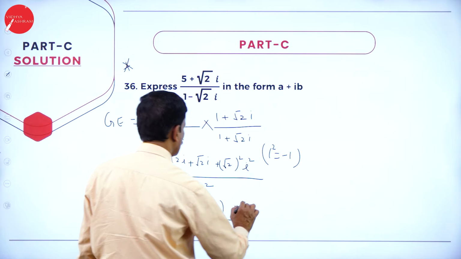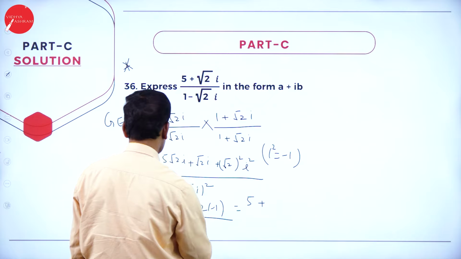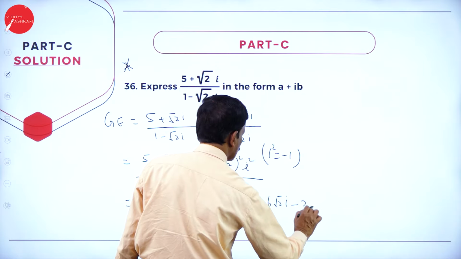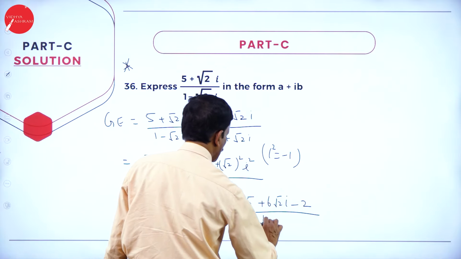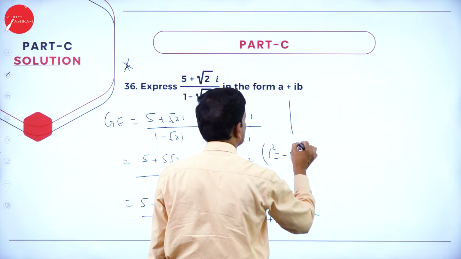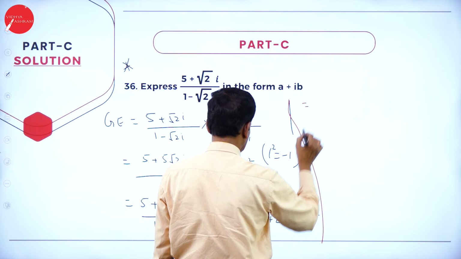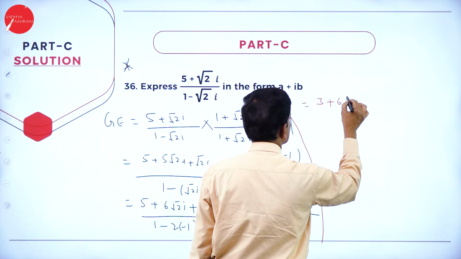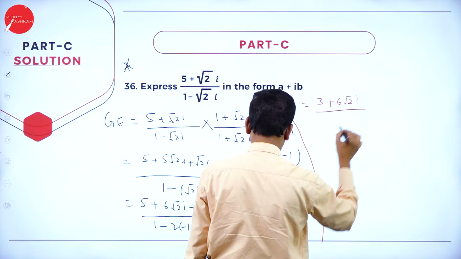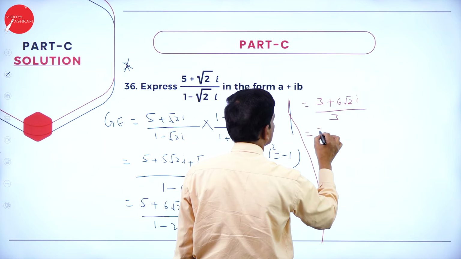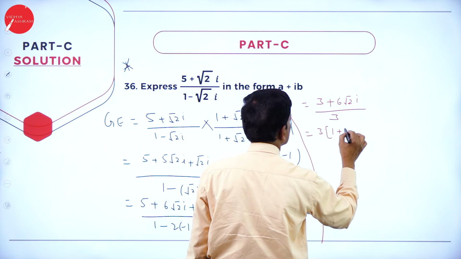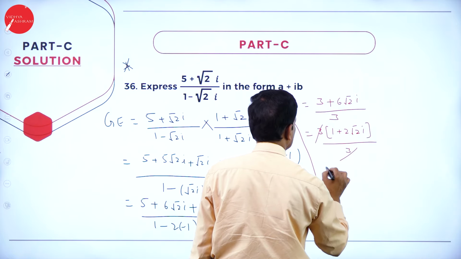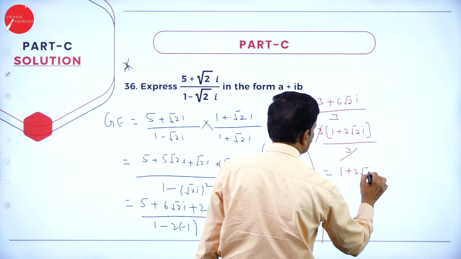So this is equal to 5 plus 6 root 2 i minus 2 into 1, divided by 1 plus 2. Therefore this can be written as 5 minus 2, which is 3, plus 6 root 2 i, divided by 3. You can take 3 as a common factor: 3 times 1 plus 2 root 2 i divided by 3. The 3 cancels, so that is equal to 1 plus 2 root 2 i.